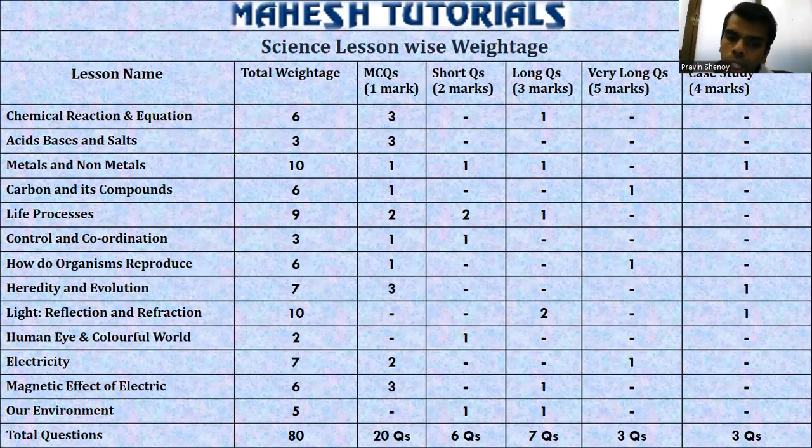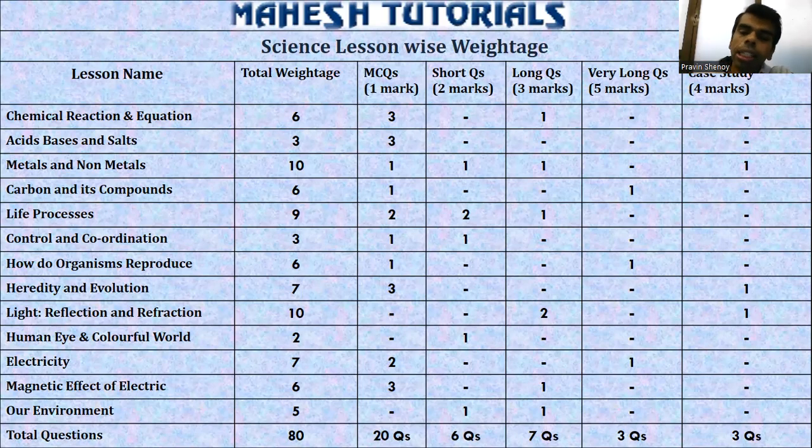So in all, for the 80-mark paper, we have 20 marks of MCQs. The division of the 20-mark MCQs is as in front of you. You will be having 6 2-mark questions. These 6 2-mark questions will be 1 from metals and non-metals, 2 from life processes, 1 from control and coordination, 1 from human eye and the colorful world, and 1 from our environment.